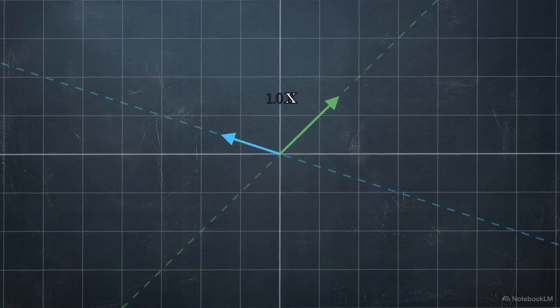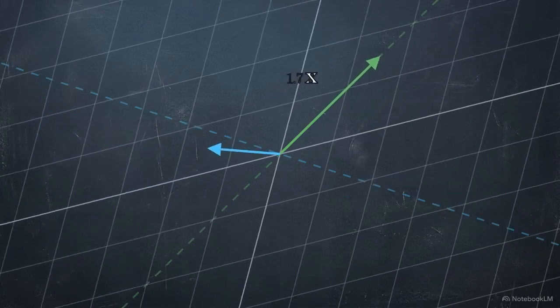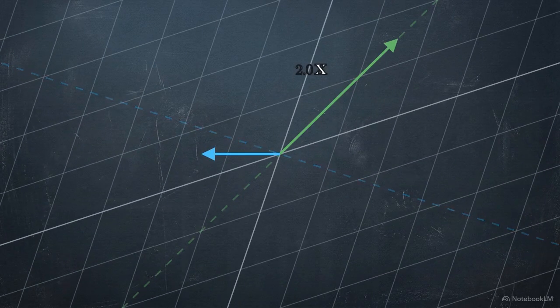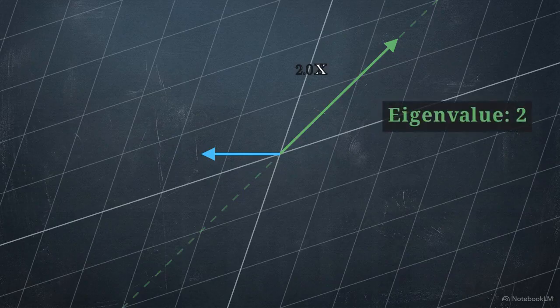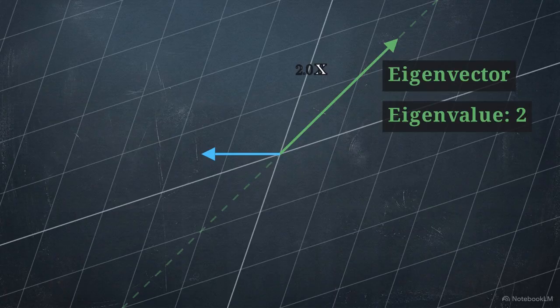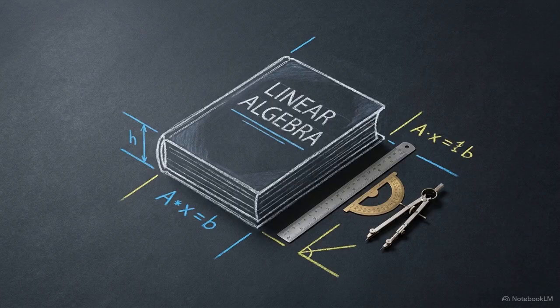You can also see this geometrically. A matrix acts as a transformation, skewing the grid and knocking vectors off their original paths. The amount a vector scales by is its eigenvalue. These identify specific directions, staying aligned even while the space is warped. This toolkit is the foundation of linear algebra.